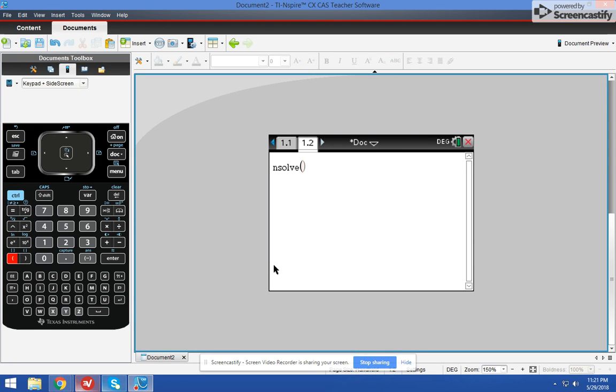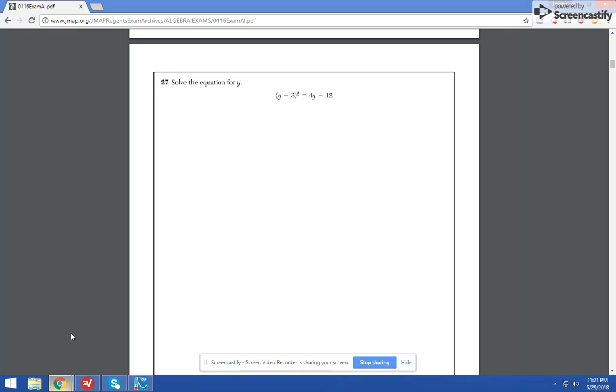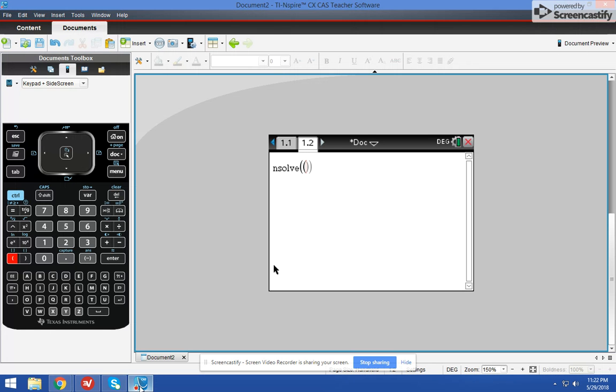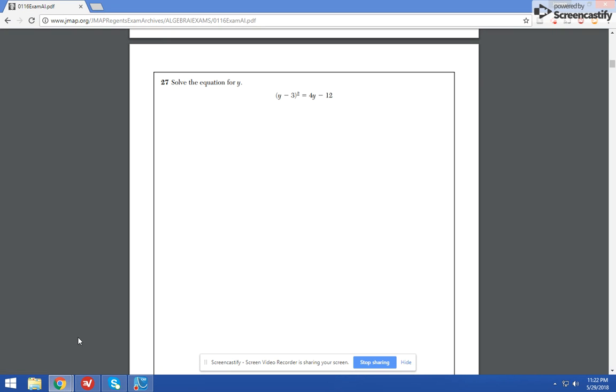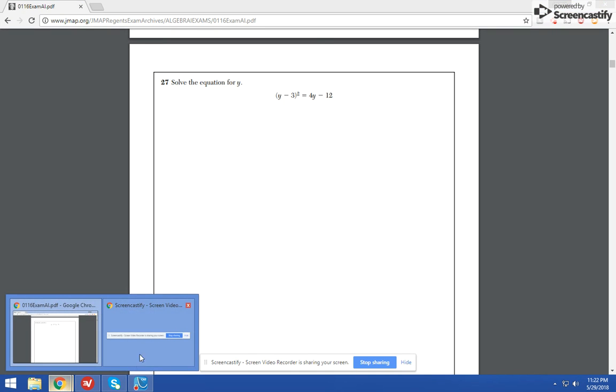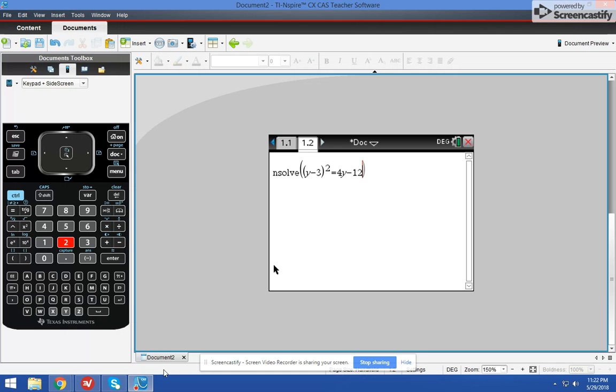And there's one of two thoughts here. You can just change everything to x, because that's what the calculator likes, or you can do it in y. You just have to tweak something at the end. So you would say y minus 3 squared equals 4y minus 12. And the thing you'd have to tweak is you wouldn't say x equals, you would say y equals 5.